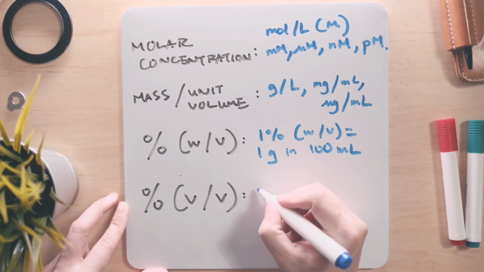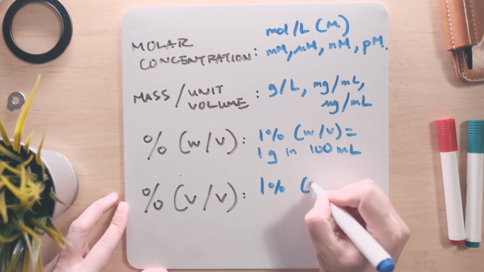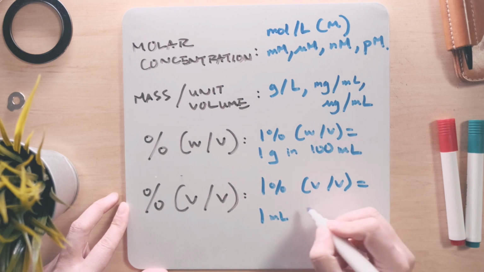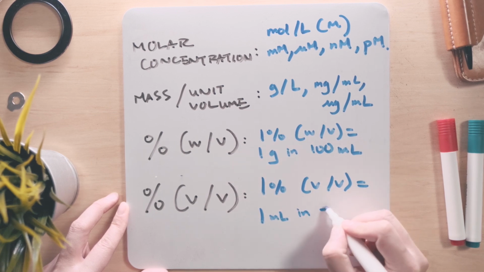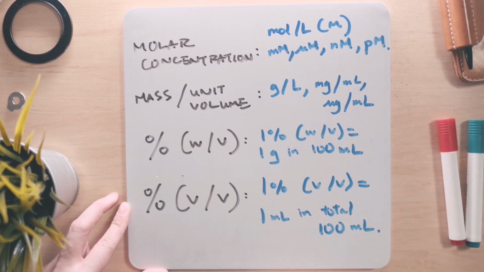Percentage volume per volume. This is written as percentage, volume / volume, and is used when diluting one liquid in another, for example ethanol in water. A 1% volume per volume solution of ethanol means 1 ml of ethanol in a total of 100 mls, that is, immersed in 99 mls of water.